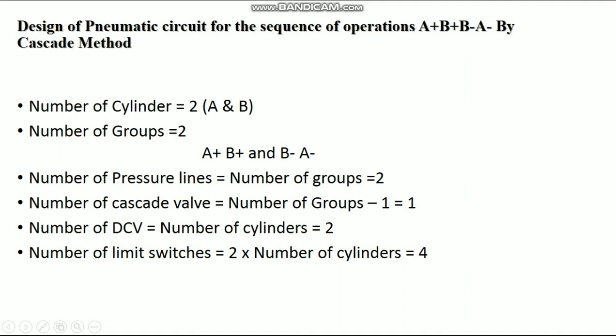First you have to understand what this sequence of operations is. In this sequence of operation, there are two cylinders available, that is A and B. A plus means the plus indicates extension of cylinder, minus indicates the retraction of cylinder. So the sequence of operation is A cylinder extends, B cylinder extends, B cylinder retracts, A cylinder retracts. So for making this circuit, we need two cylinders.